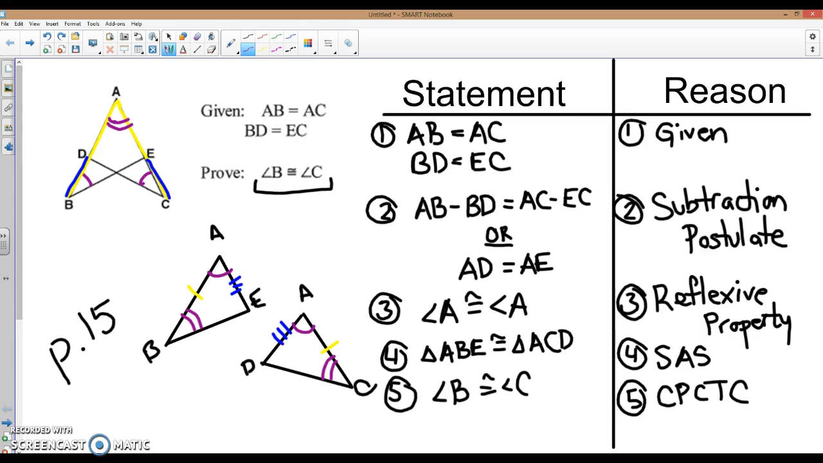And if I wanted to extend this further, you can tell me that angle E is congruent to angle D because of CPCTC. You could tell me that DE is congruent to DC because of CPCTC. Once you prove that triangles are congruent, any pair of corresponding sides you can also tell me are congruent.